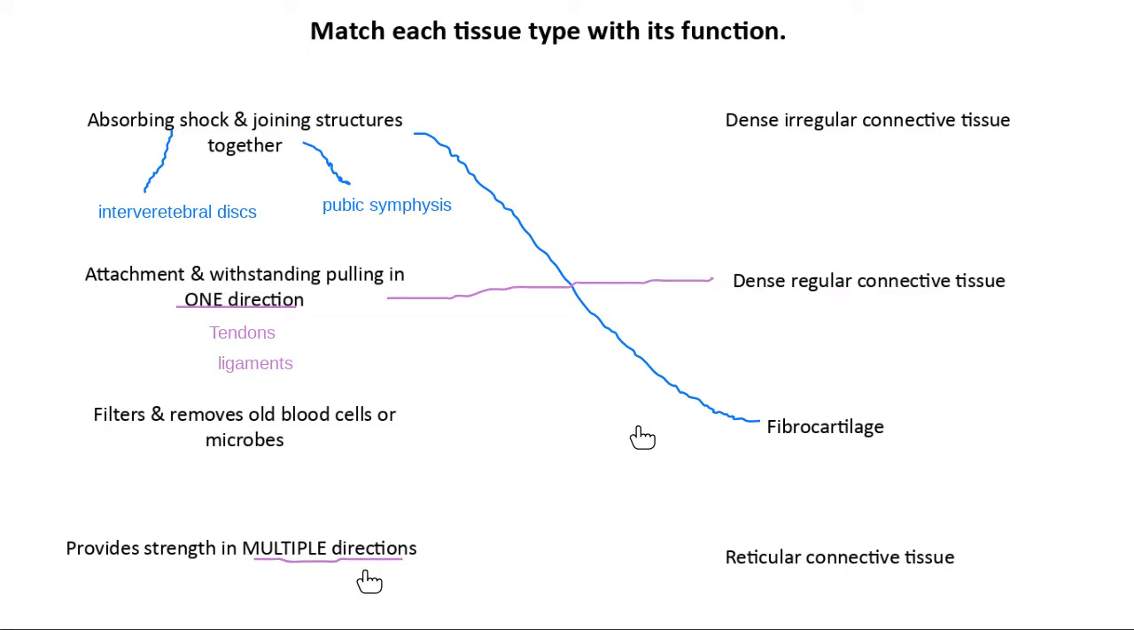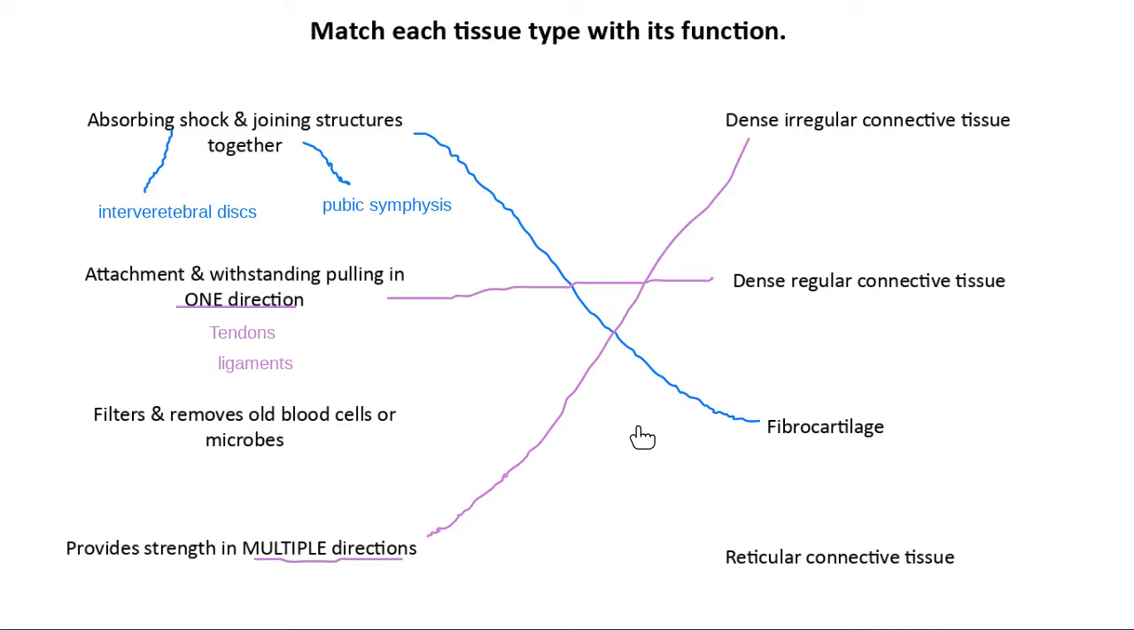When my proteins are going nuts and they're going left and right and up and down and forward and backwards, that's going to make me really strong in multiple different directions. Because if I pull you forward to backwards, you've got proteins there that do that. If I pull you up and down, you've got proteins there that do that. So dense irregular connective tissue is the type of connective tissue that's really good when we have pulling in multiple directions.